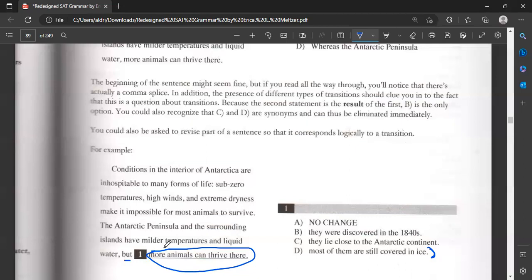Remember, we saw the word but, so we're looking for something that contradicts. So this area, just like Shakila has just said, the Antarctic Peninsula and the surrounding islands have better conditions, right? They have milder temperatures, they have liquid water, but enough of these islands are still covered in ice. So regardless of it having good temperatures, it's still crazy there, probably just like Antarctica and everything.